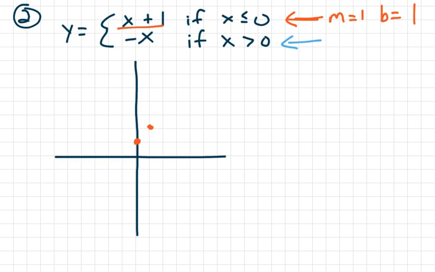A positive slope means up and to the right, up and to the right, up and right. Instead of up and to the right, we could also go down and left, down and left, down and left. Okay? So we've got our first line.